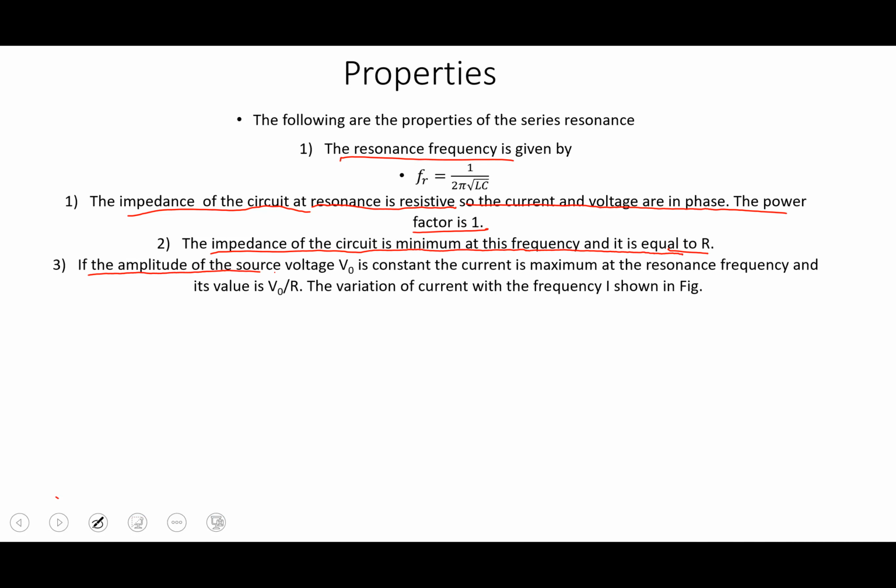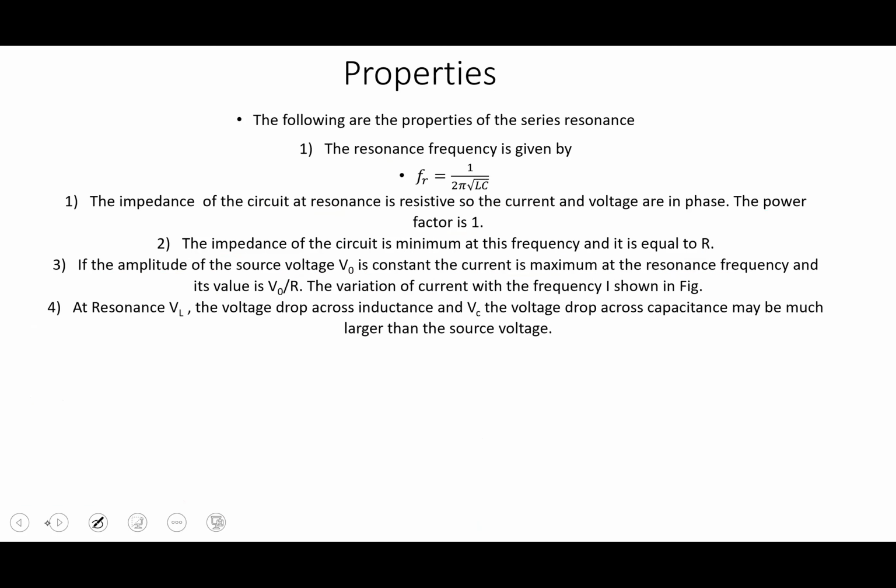If the amplitude of the source voltage is constant, the current is maximum at the resonance frequency, and the value is V naught over R. The variation of the current with the frequency is shown in the figure. That means no matter how much extra you have of VC or VL, they are going to cancel each other out. It doesn't matter in that case. Then, at resonance, VL, the voltage drop across the inductance, and VC, the voltage across the capacitance, may be greater than the source voltage. That means even if they are greater, it doesn't matter, they both are going to cancel each other out.